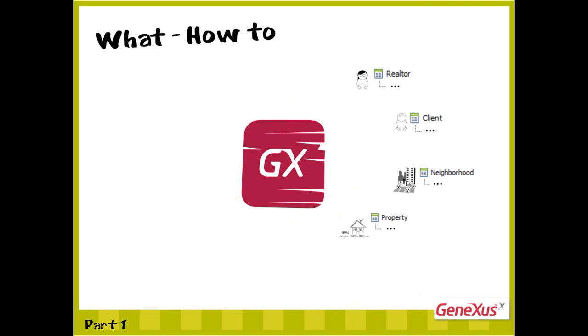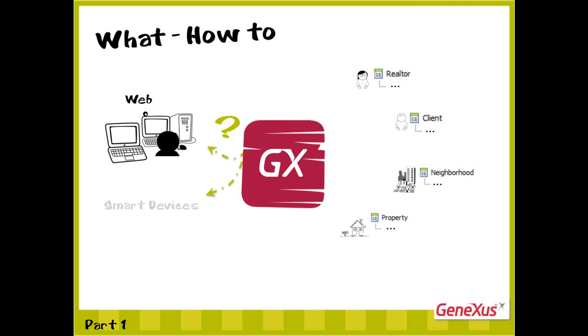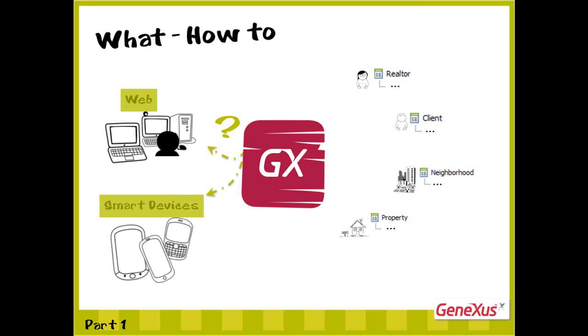For which part of the back end? The web or smart devices? Both. Let's open GeneXus. We will show how to create the KB with the Ruby prototype and the property transaction. If you are already familiar with these topics, you can move on to the next video that explains how to prototype in the cloud.